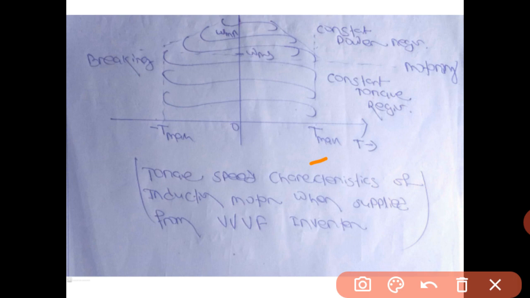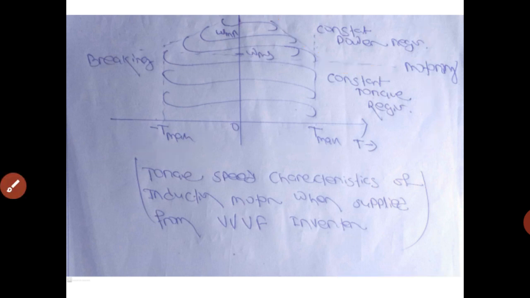But above the synchronous speed, the torque decreases because above the synchronous speed voltage does not increase, only frequency increases. So V by f decreases and ultimately torque also decreases. So above the synchronous speed, we have the constant power region, and below the synchronous speed we have the constant torque region. Here we see positive T max and negative T max. Positive T max is for the motoring condition and negative T max is for the braking condition.